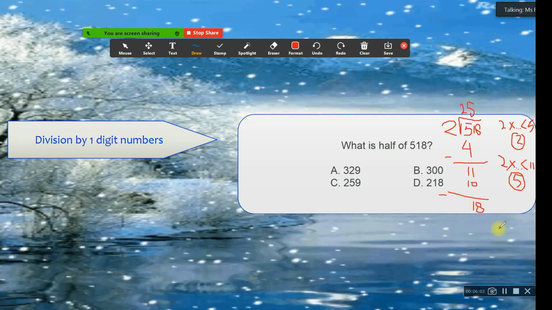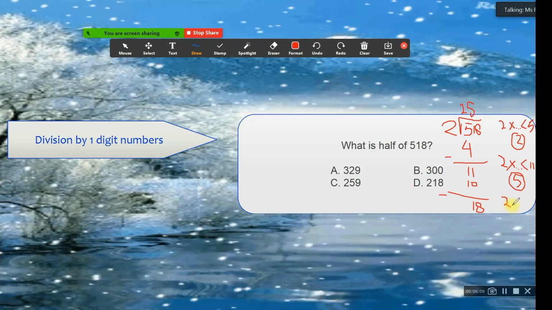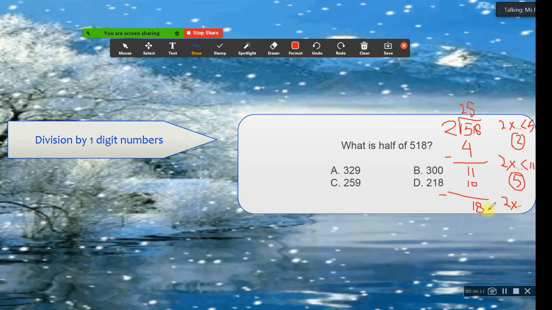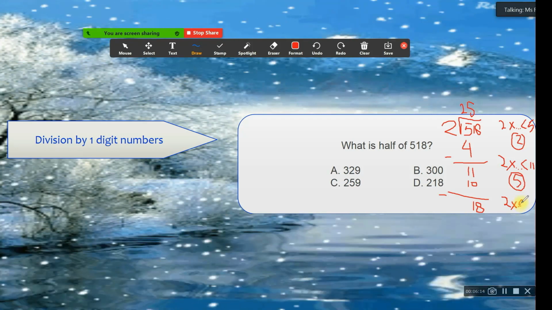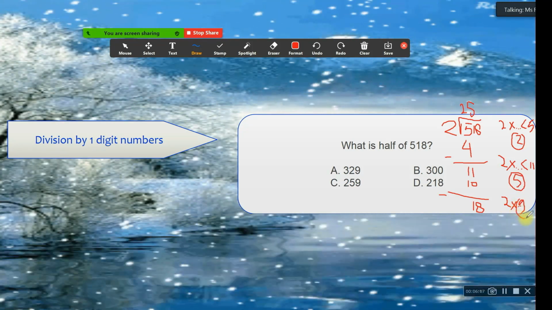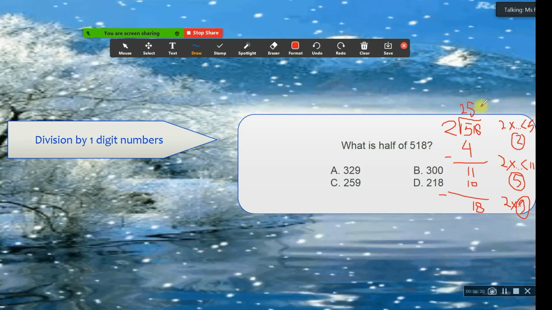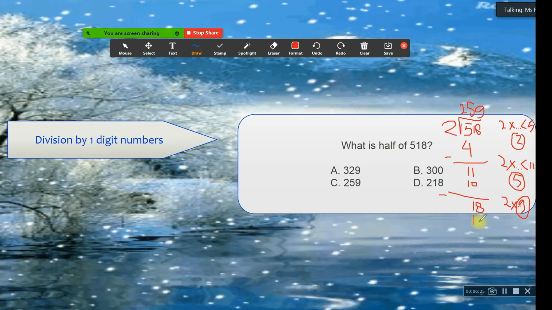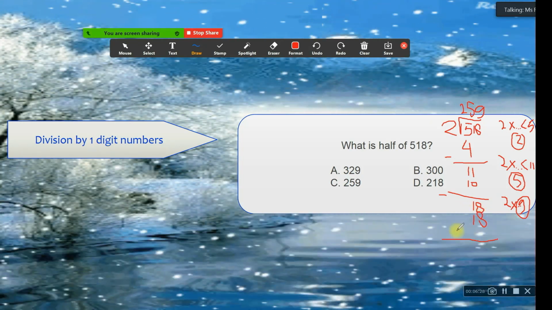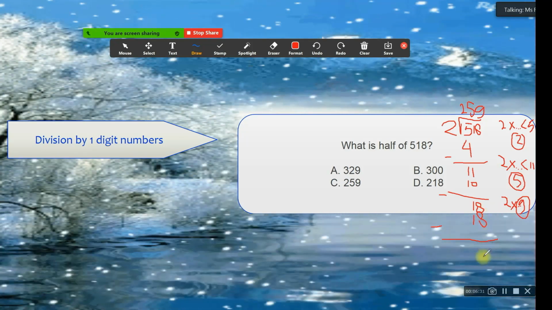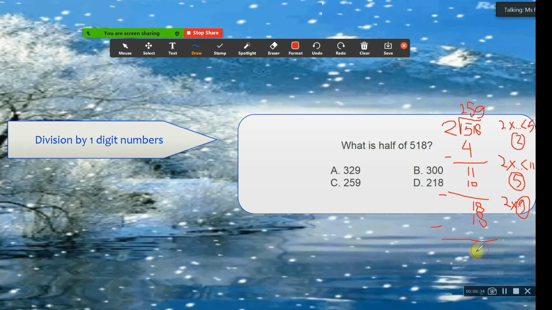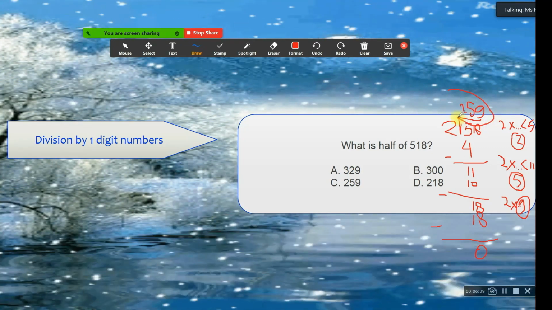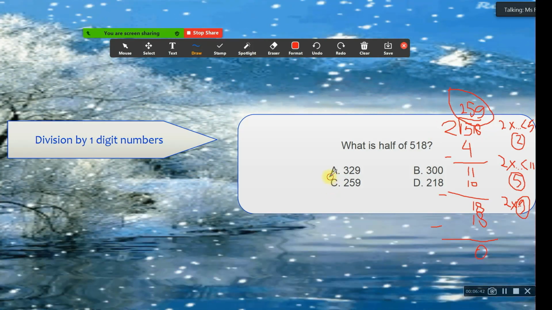18 divided by 2. How many? 2 times blah blah blah equals 18. How many? 2 times 9, right? So we can write 9 here. And then 9 times 2 becomes 18. We can minus. 8 minus 8 becomes 0. 1 minus 1 becomes 0. So the answer is 259. Where is it? Yeah, C.